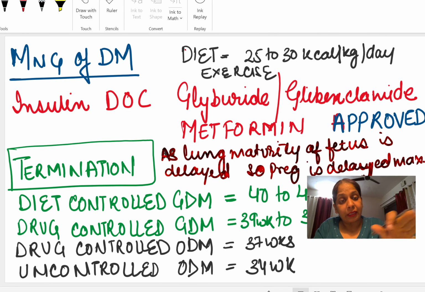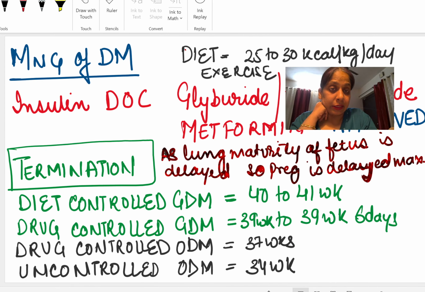So we have to take the pregnancy as much late as we can take, but simultaneously we have to keep this thing in mind, that if we are going to delay the pregnancy, then there are chances that the fetus can undergo IUD. Okay, so maintaining both these things, we have come up with these protocols. If it is a diet controlled gestational diabetes mellitus, then the pregnancy is terminated at 40 to 41 weeks. Okay, it means we will take the pregnancy to maximum.